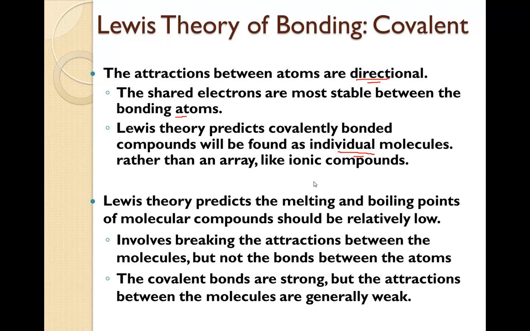Lewis' theory predicts that melting points and boiling points of molecular compounds should be relatively low. This is because it involves the breaking of attractions between the molecules, not the bonds themselves. With ionic compounds, they're actually breaking the bonds, or breaking that attraction between the positive and the negative, whereas these are much weaker attractions. The covalent bonds are strong, but the attractions between the molecules are generally weak.